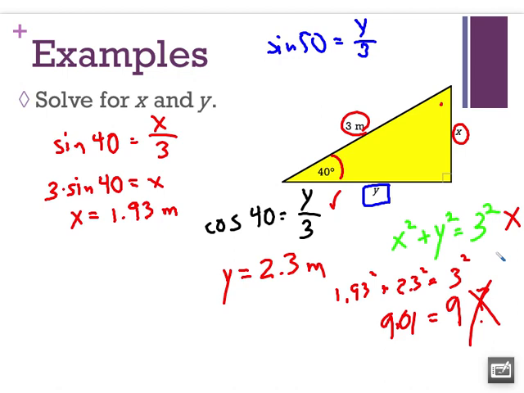Sine is opposite over hypotenuse. Cosine is adjacent over hypotenuse. Tangent is opposite over adjacent. But the process is the same. Set up an equation, solve the equation.